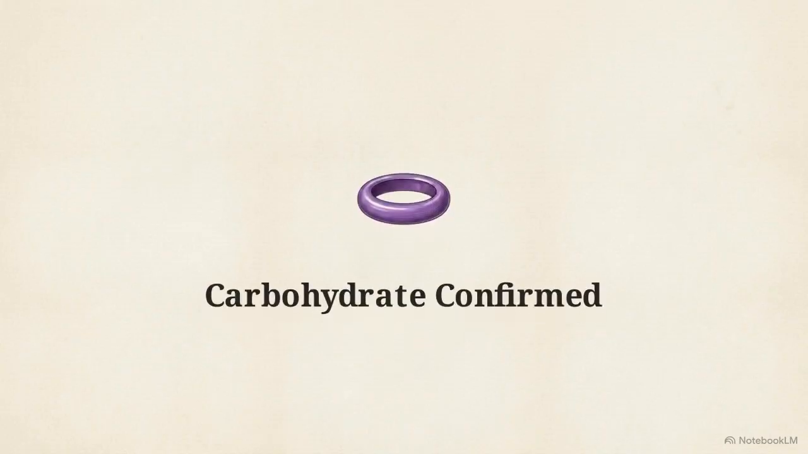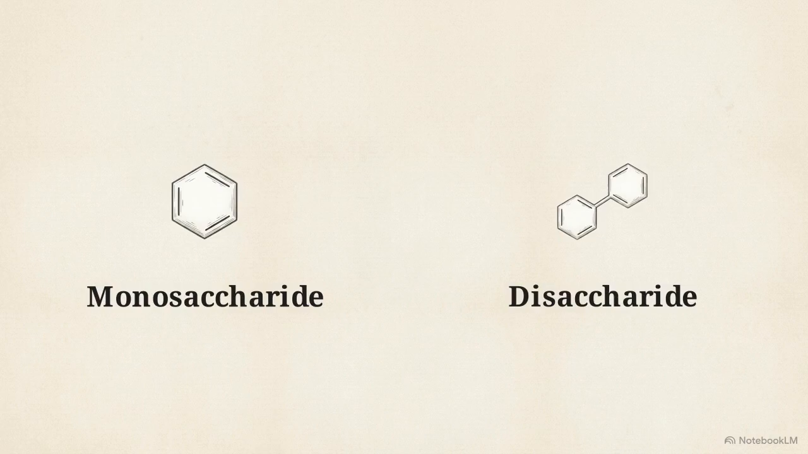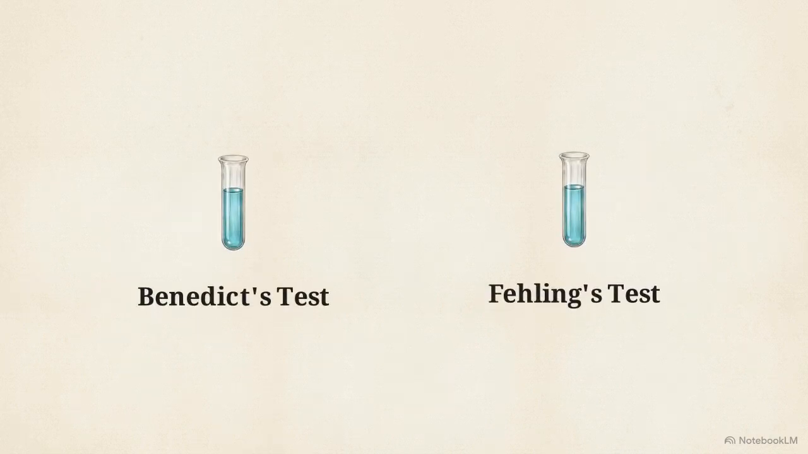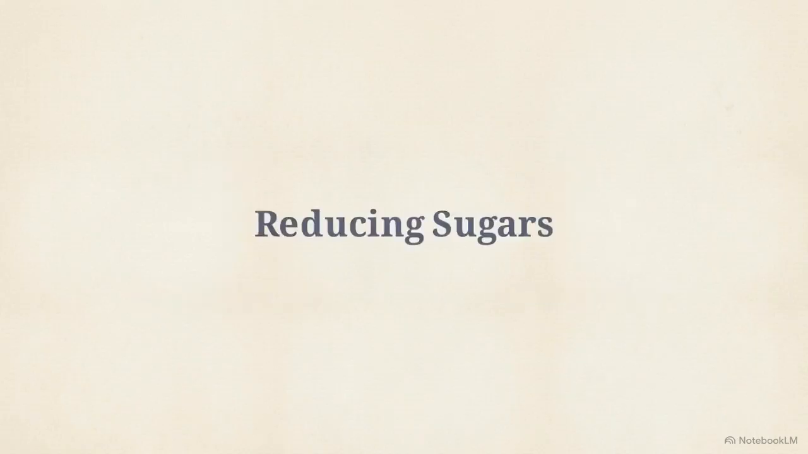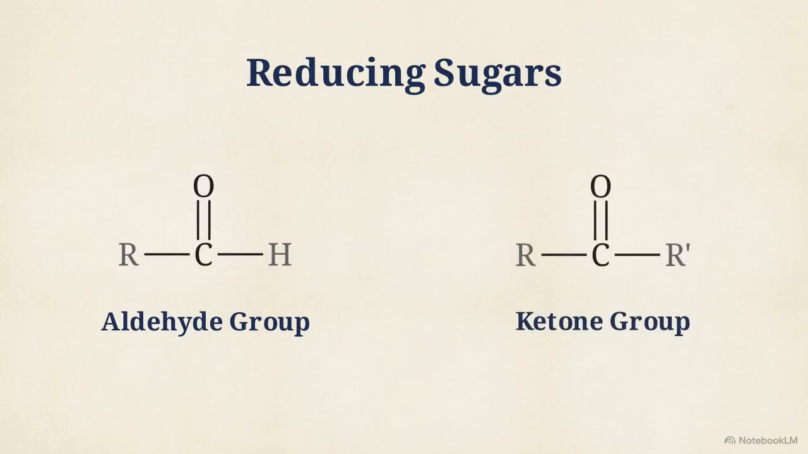With the presence of a carbohydrate confirmed, we now need to determine its structure, specifically whether it is a simple monosaccharide or a disaccharide. For this classification, we use Benedict's and Fehling's tests. These are designed to identify reducing sugars, which are carbohydrates that possess a free aldehyde or ketone group.